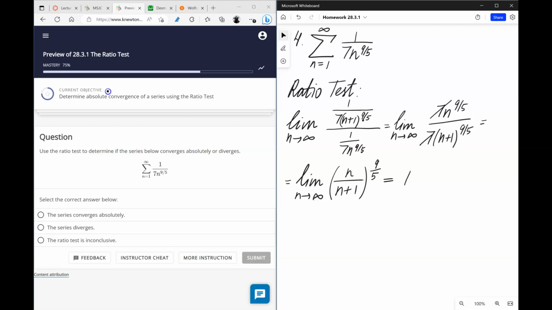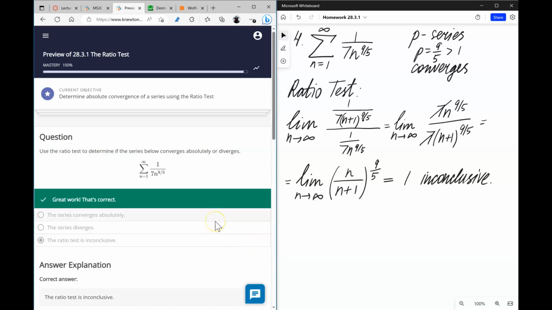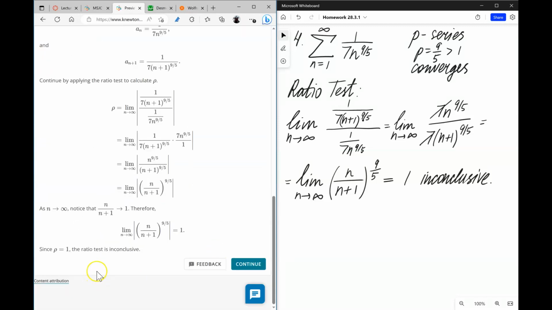Like, it was just a harmonic series, but the test was inconclusive. So there is value in doing what I suggested earlier and actually checking and recognizing the most common series, such as geometric and p-series. So this is a p-series with p equals 9 fifths, which is greater than 1, therefore it converges. But the ratio test is inconclusive. So the series converges, but the test is inconclusive. And this was it. If you have any questions, please let me know.